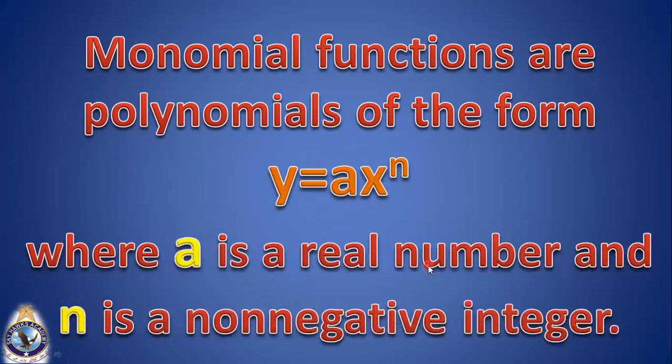Where a is a real number and n is a non-negative integer. So here, this is the power, this is the exponent, that is non-negative, and a is any real number. That may be positive or negative, but n is positive here. We are considering n is positive.